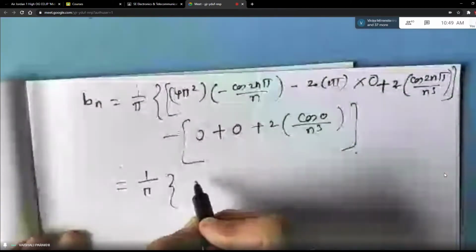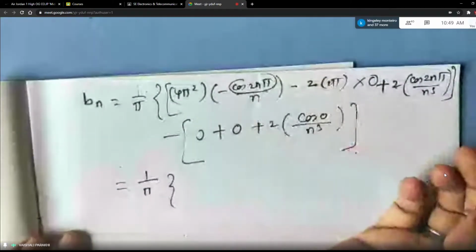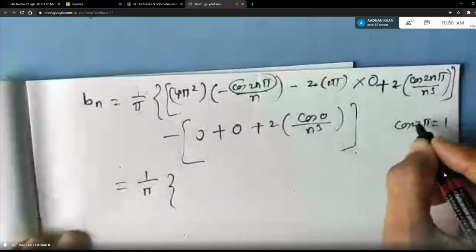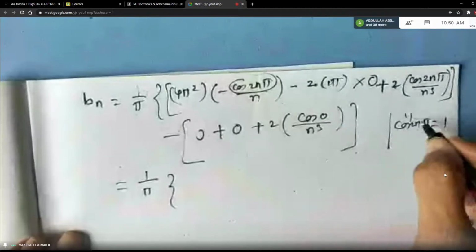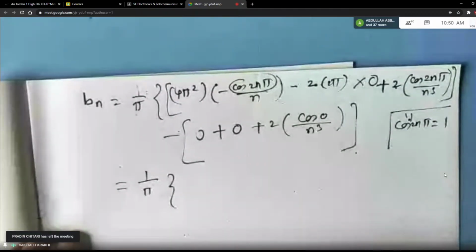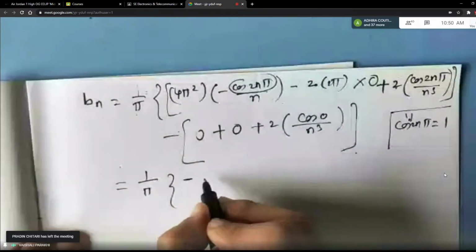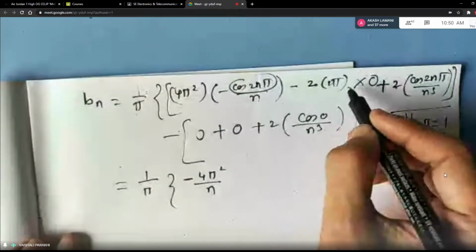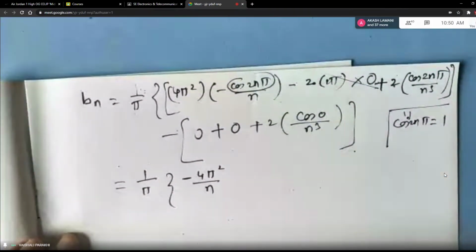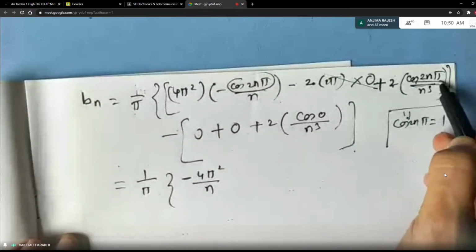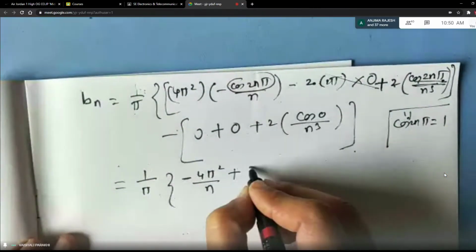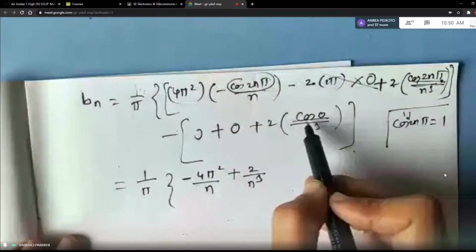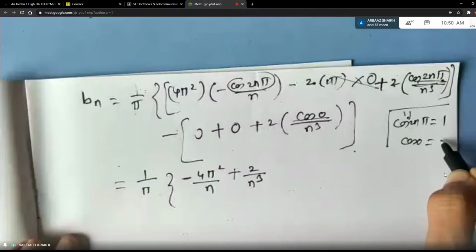This is the minus sign. Cos of 2n pi is what, students? It is minus 1 raised to 2n, which is 1, right? Formula, cos of 2n pi is 1. So this is 1. So what we get is 4 pi square by n. Now the middle term is already 0, so let it get cancelled. Here also this is 1, right? Cos of 2n pi is 1. So it is just 2 by n cube, correct? Now what is cos of 0, students? Cos of 0 is always 1.